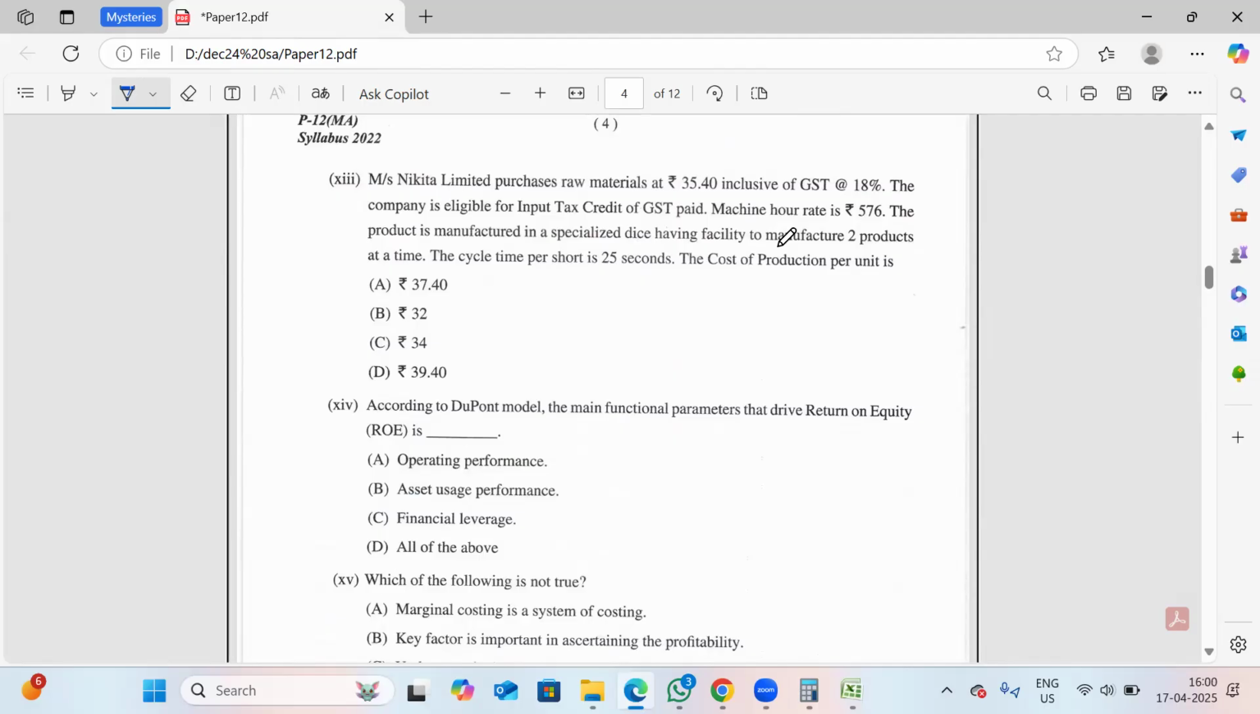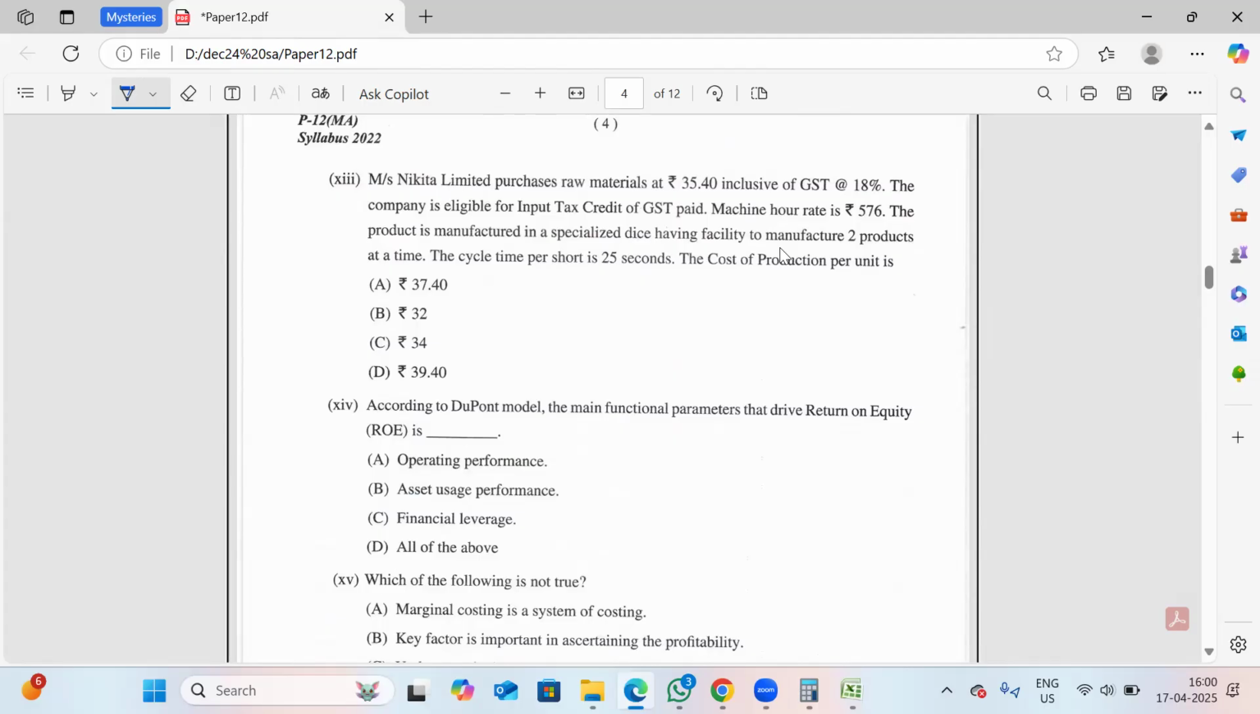is 576. The product is manufactured in a specialized die having facility to manufacture two products at a time. So we can manufacture two products at a time. The company cycle time per shot is 25 seconds. So they have given 25 seconds as cycle time per shot. They have asked the cost of producing one unit.